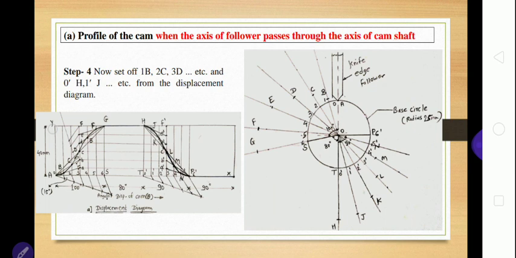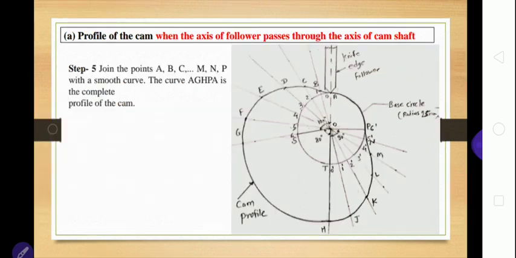If a knife edge follower is there, the knife edge end point will flow over the cam profile. That's why immediately after these points, draw one smooth curve passing through these A, B, C, D points, and you will get the cam profile. So this is the first thing we have been asked in this problem: to draw the cam profile when the axis of the follower is passing through the axis of the camshaft.